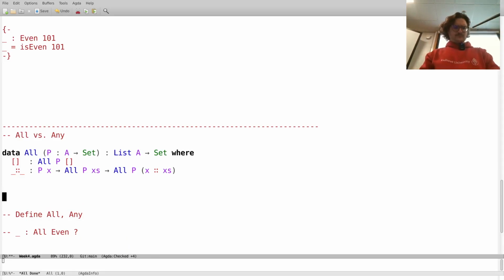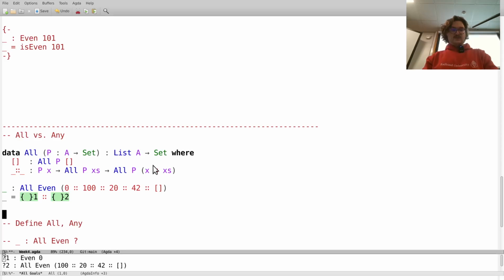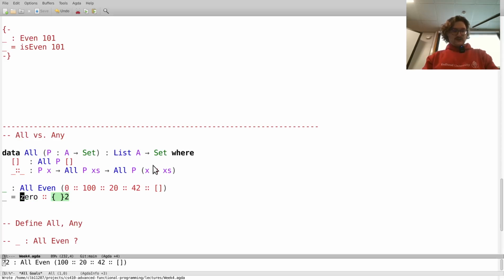Okay. So then, for instance, we can collect proofs that 0, 100, 20, 42, they're all even. And how do we go about this? Well, it has exactly the same structure, so Agda should be able to figure it out. I didn't want it to do that.